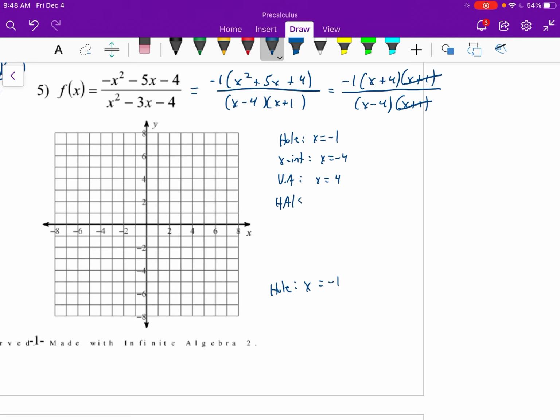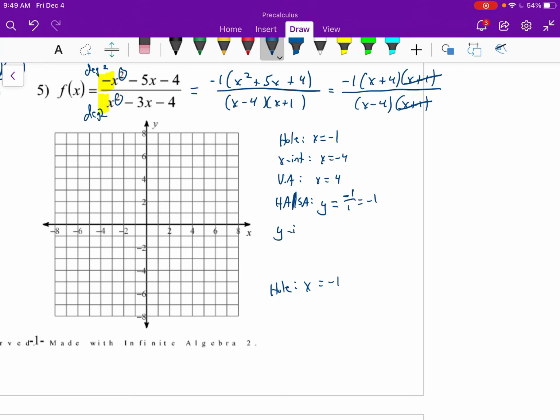Our horizontal or slant asymptote, well, it is a horizontal asymptote. We see here that the degrees are both 2. And so when they're equal, the horizontal asymptote is at y equals the ratio of the leading coefficients. So it's really just a -1 over a 1. So -1 over 1, which obviously is -1.